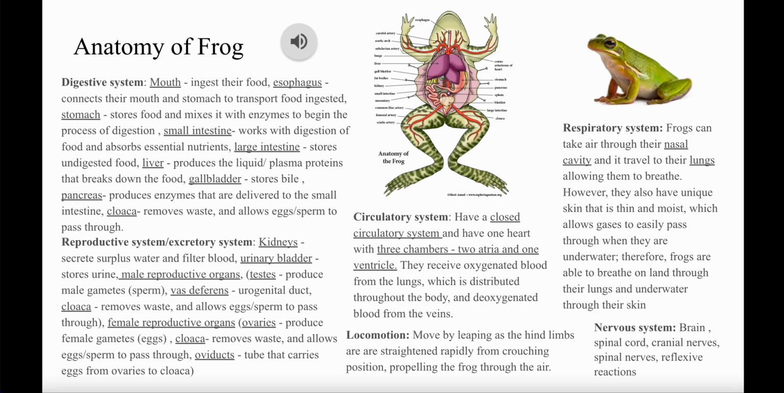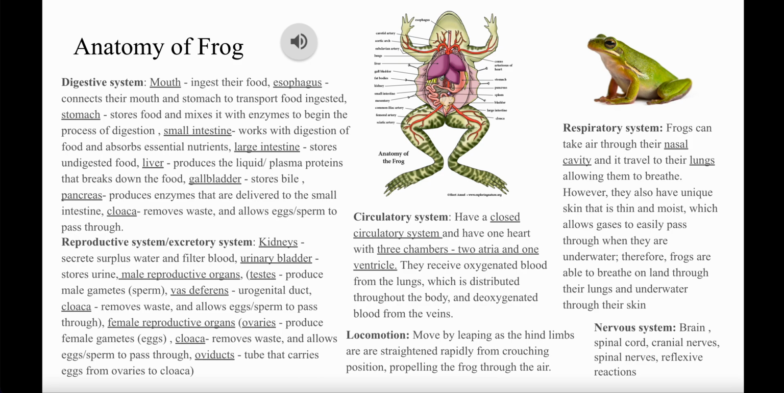male reproductive organs, which I'll go more into in a second, and their female reproductive organs. So first up, their kidneys, kind of like ours, secrete surplus water and filter blood. Their urinary bladder stores urine until they excrete it. And then male reproductive organs in the frog include the testes, vas deferens, and cochlea.